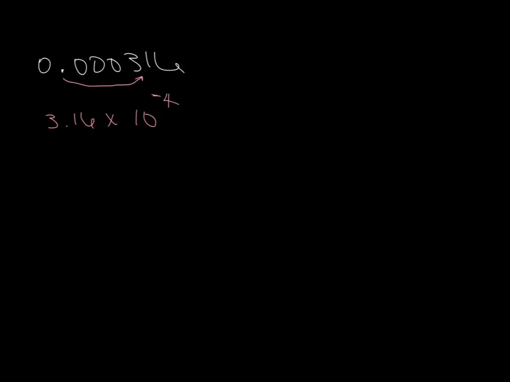If I have a number like 714,600, again, first step, put the decimal there. Don't worry about all the zeros. And I moved it from here over to here. 1, 2, 3, 4, 5, 6, 7, 8. I moved it 8 places. So I'm going to put an 8 up here.